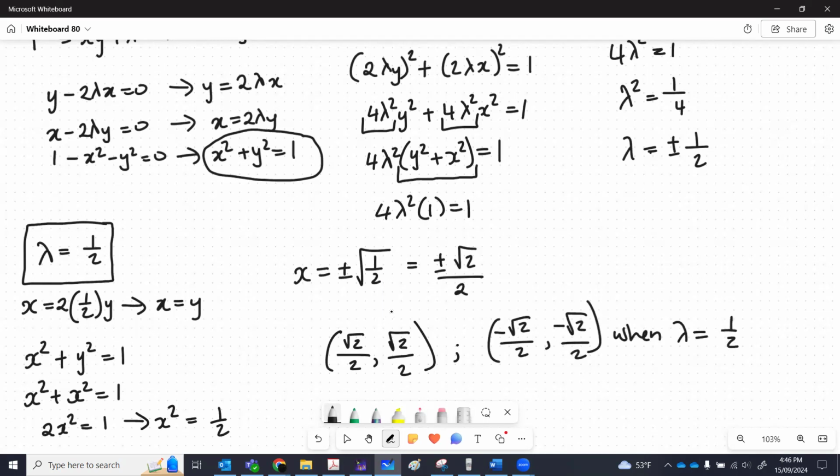Okay. So we would find several critical points. So for you, try what happens, or what are the values of x, when lambda is equal to negative a half. Okay, so doing that, we now continue to use our bordered Hessian determinant.